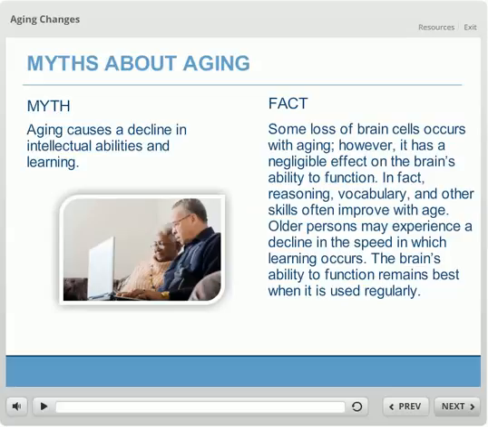Fact: some loss of brain cells occurs with aging. However, it has a negligible effect on the brain's ability to function. In fact, reasoning, vocabulary, and other skills often improve with age. Older persons may experience a decline in the speed in which learning occurs. The brain's ability to function remains best when it is used regularly.